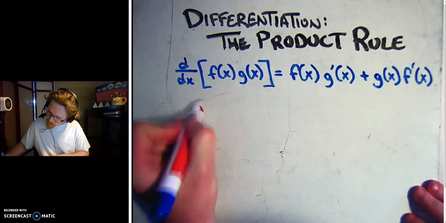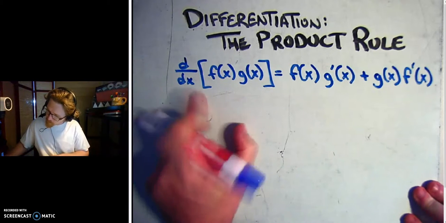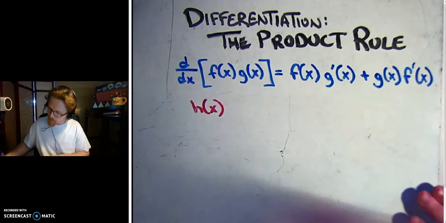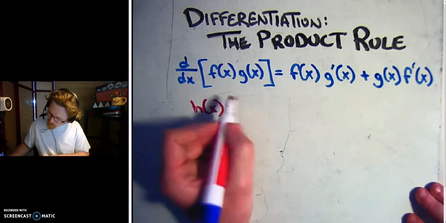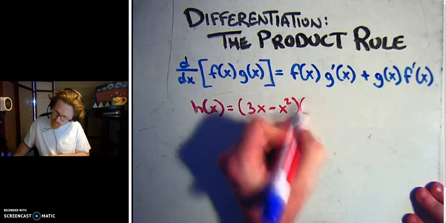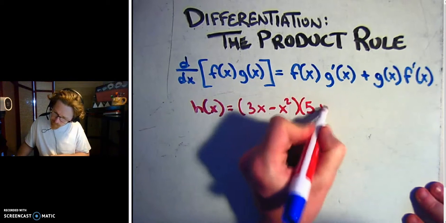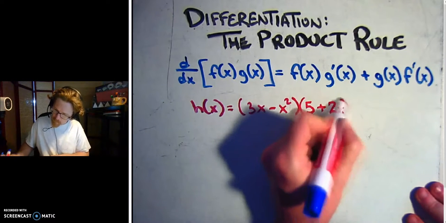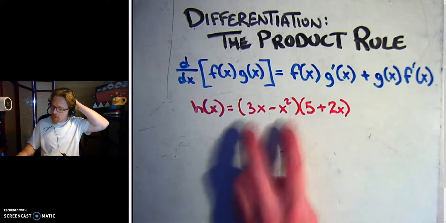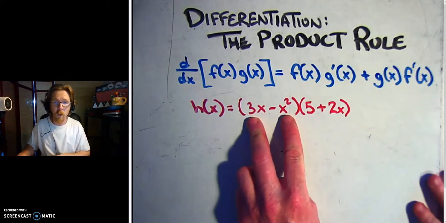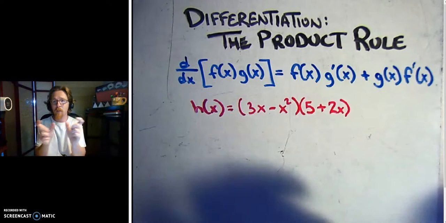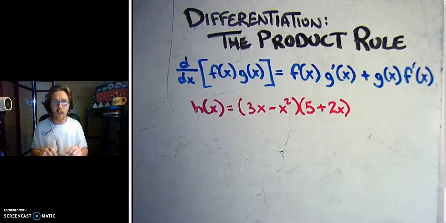Let's say that we're given some function, let's call it h of x, just to keep it different from f and g. Now h of x is the function 3x minus x squared times 5 plus 2x. So we'll just say that this is some function. Now we notice that it really consists of one function times another. So h of x really is comprised of two functions being multiplied together.